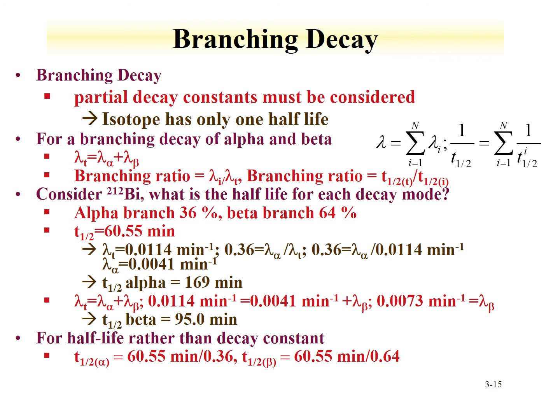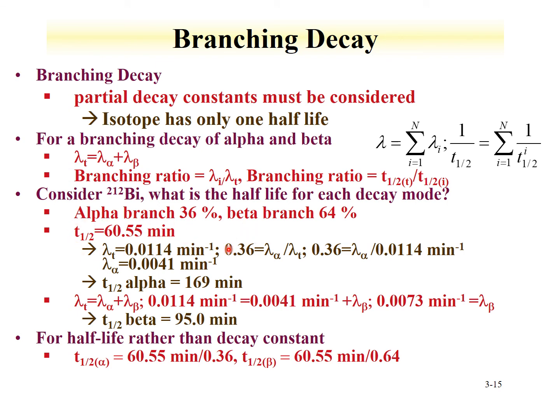So let's consider an example, bismuth-212. What's the half-life for each decay mode, given that it decays by alpha and beta? We see that there's a 36% alpha branch and a 64% beta branch. The half-life is about an hour, 60.55 minutes. The decay constant is log 2 divided by 60.55 minutes.